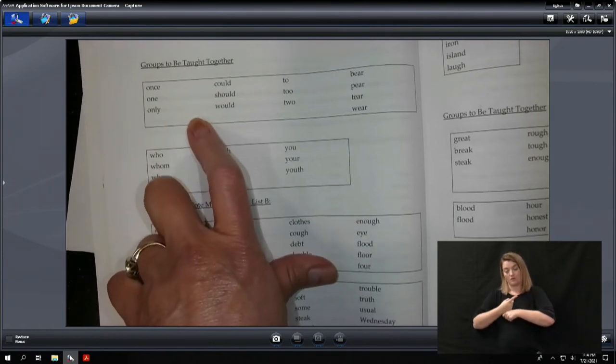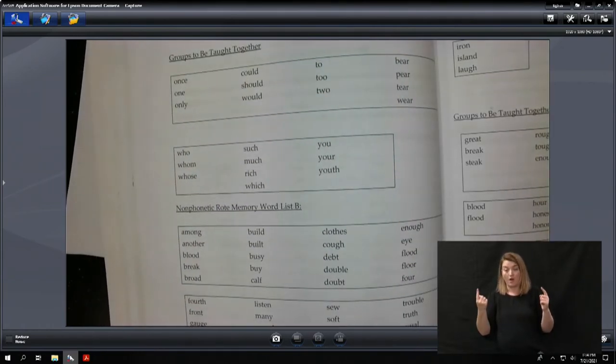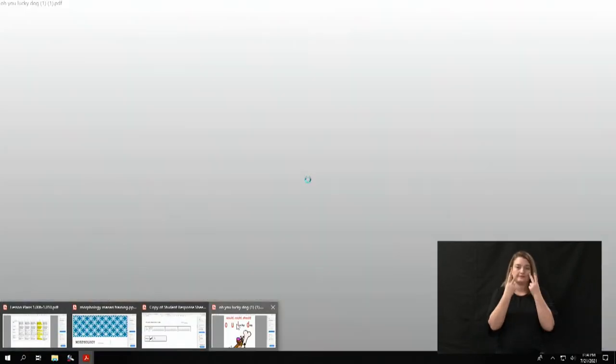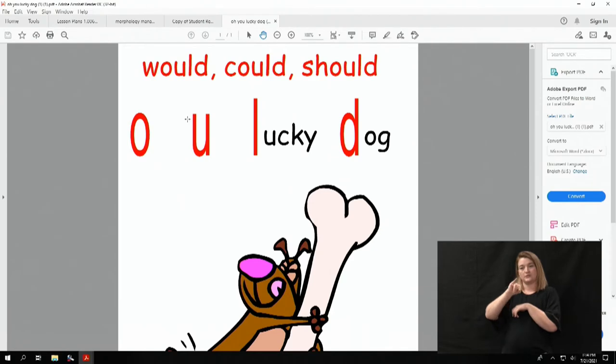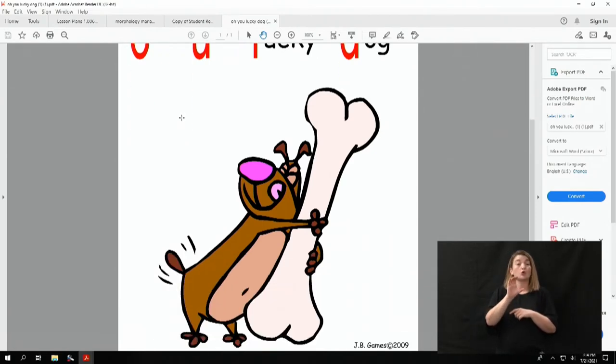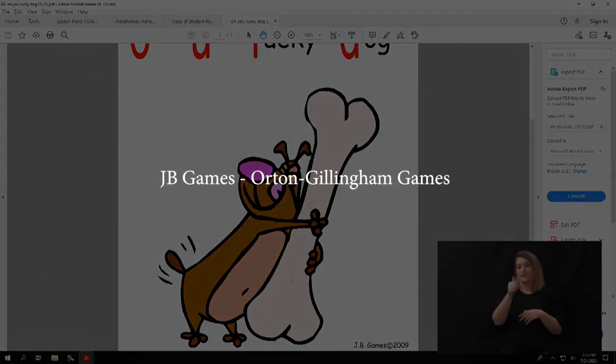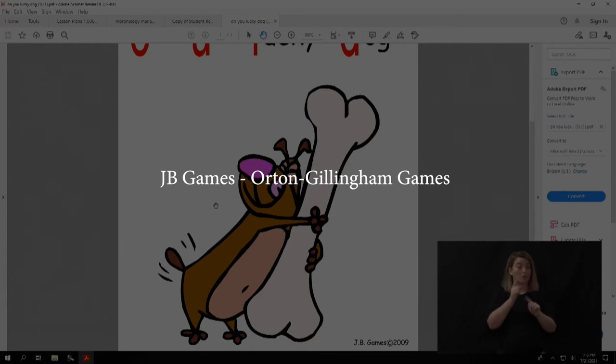Could, would, and should. I have a great visual for this that I will send to TJ so that she can give it to you tonight. We've got this dog who's a very happy dog because he has a bone bigger than he is, or she is. You might want to write down this name, JB Games. She has all sorts of wonderful OG games. She's an OG tutor out of Canada. She also gives freebies from time to time, and this was a freebie.